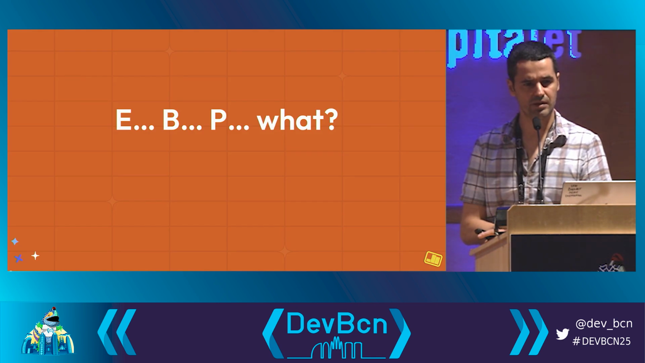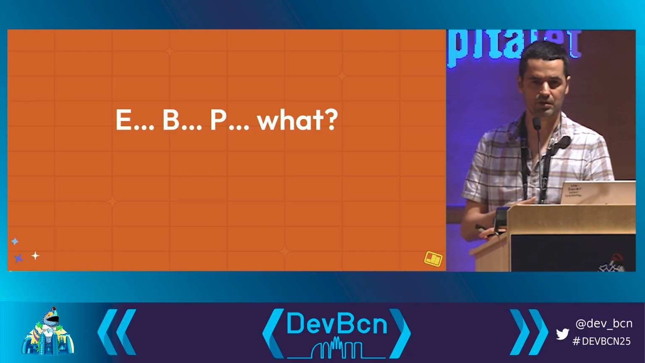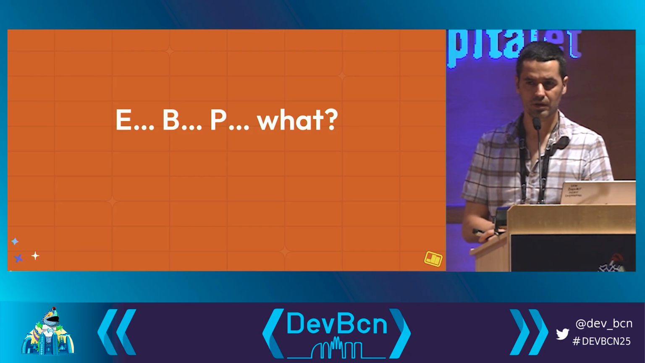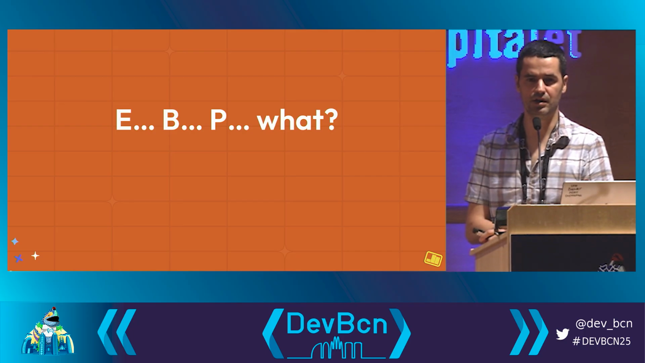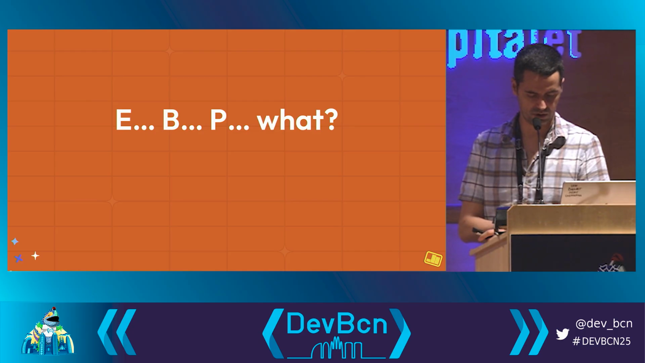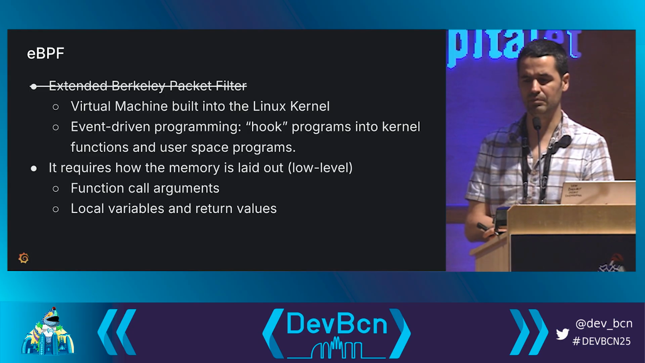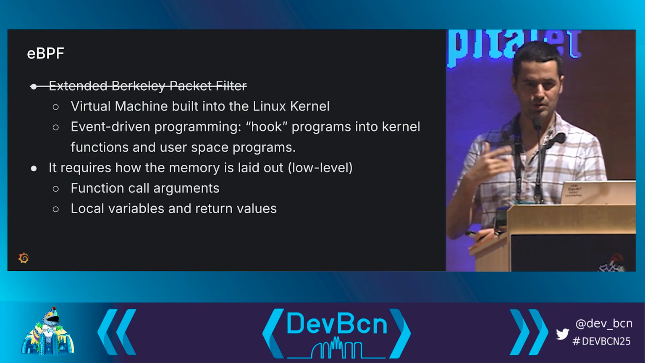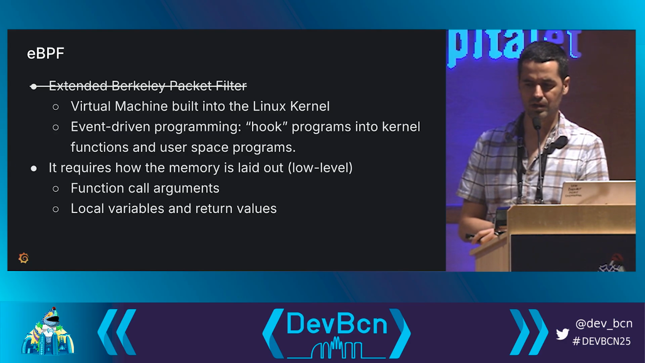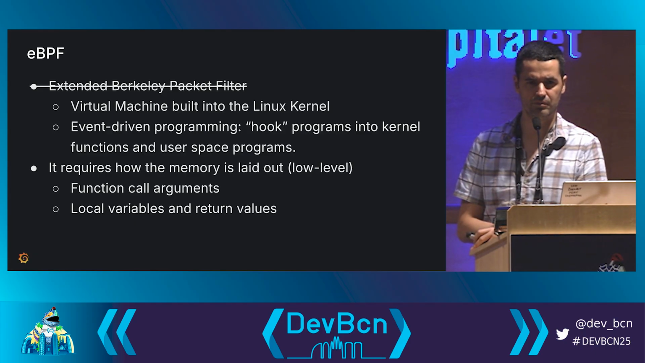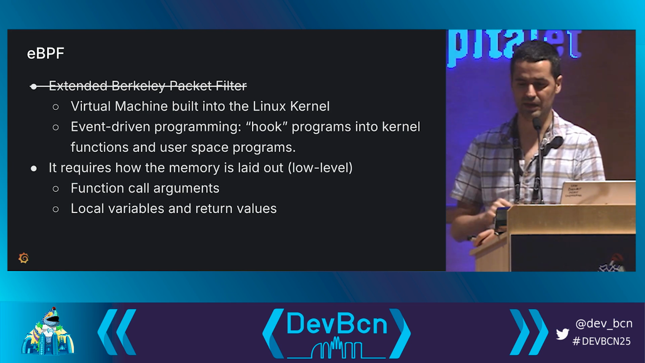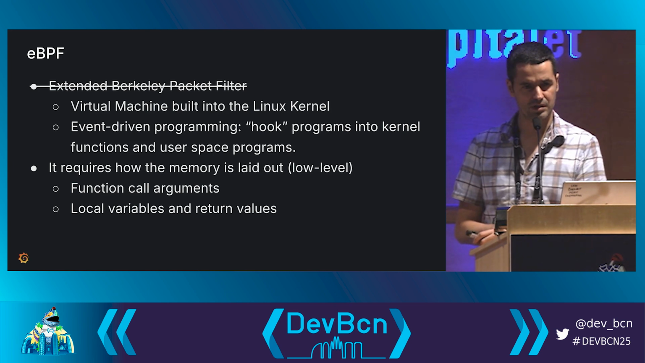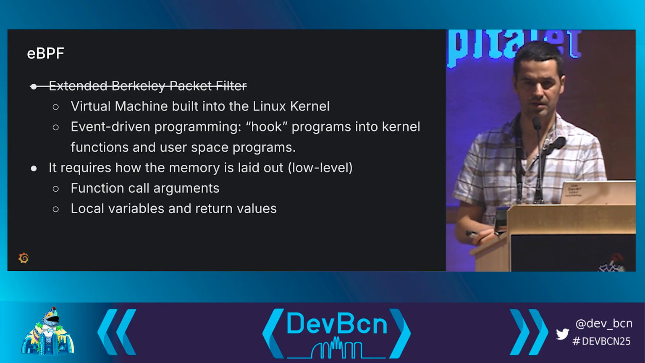So this eBPF, I don't know if you are familiar with this term. It has gained a lot of hype in the last year in the Linux community, but it's still not well known by many people. eBPF used to mean Extended Berkeley Packet Filter. But that acronym doesn't mean anything anymore. Now eBPF just means eBPF. And it's a virtual machine that is built inside the Linux kernel.